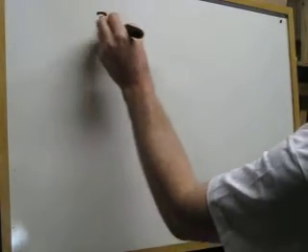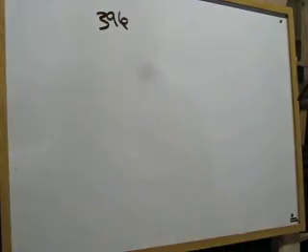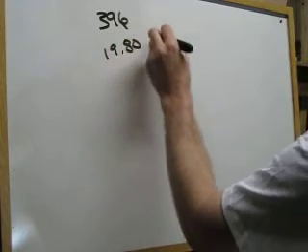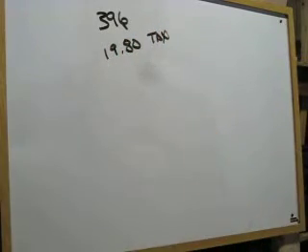Alright, example 3, page 524. And it says, suppose the purchase price of a stereo system is $396. So that's how much you paid for the stereo, $396. Sales tax is $19.80. They want to know what the sales tax rate is. What is the percentage of the sales tax?